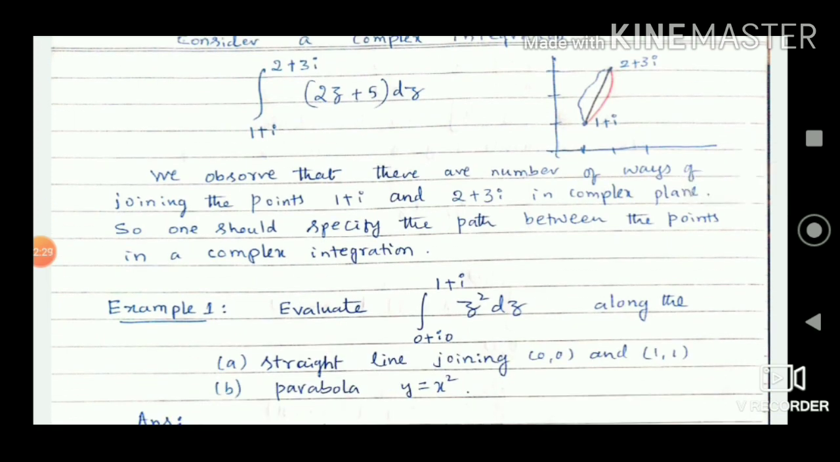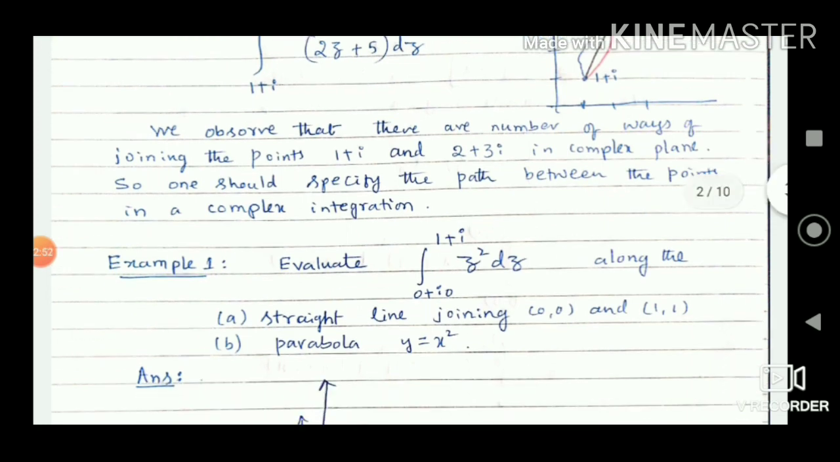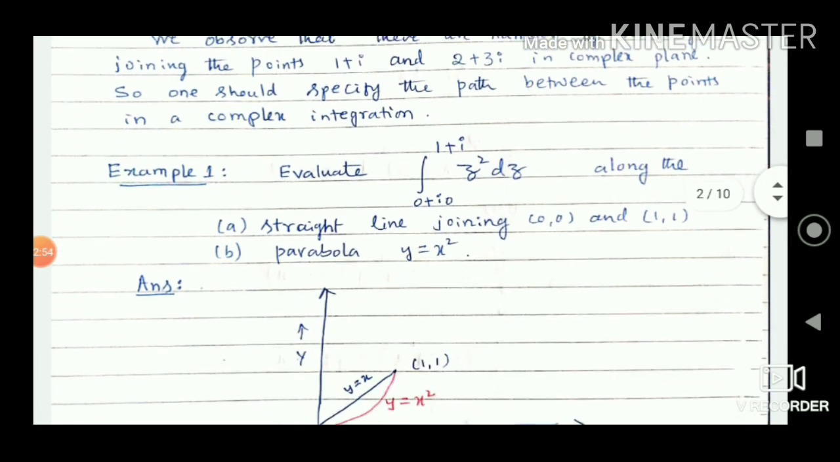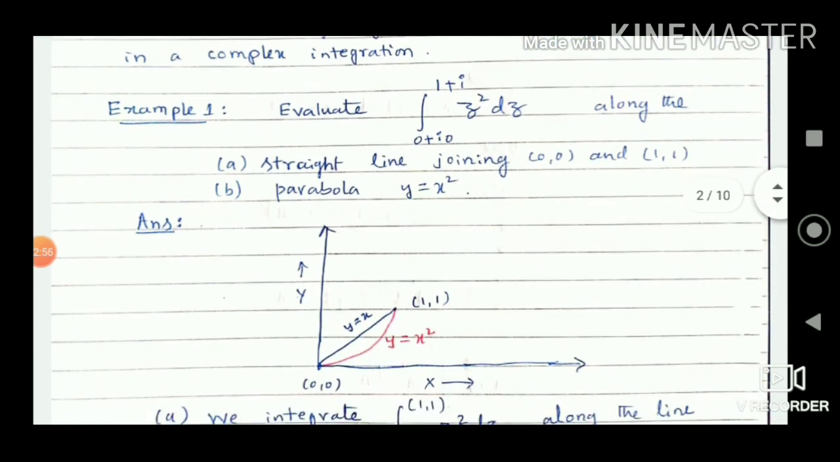So for example, evaluate the integral of z square dz between 0 plus i0 to 1 plus i along the path straight line joining 0 0 and 1 1, that is the first one, and along the parabola y equal to x square. So these 2 paths are entirely different, but both are joining the points 0 0 and 1 1 as shown in the figure.